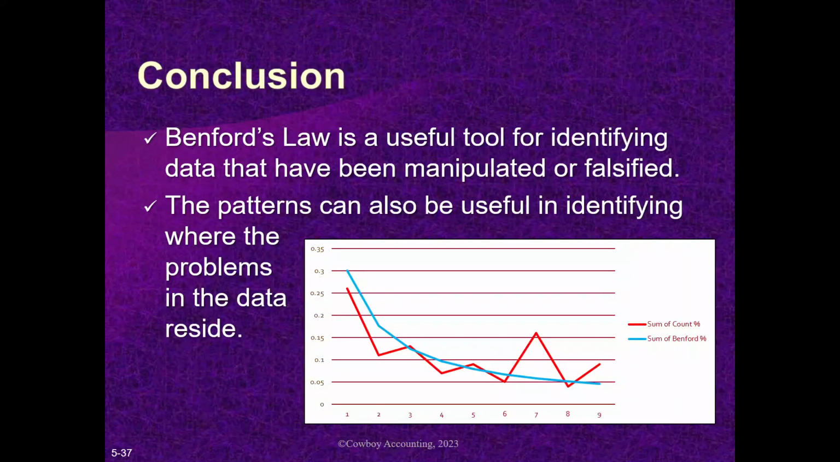So what do we conclude? We conclude that first, Benford's law is a useful tool for identifying data that have been manipulated or falsified. The patterns can be useful in identifying where the problems in the data reside. So if you look at the Benford's law chart that you see below, the blue represents the actual Benford distributions. The red line represents the distributions in a data set, and I'm actually going to show you how I got this line. And what we can see from this is 1s and 2s and 4s are occurring less frequently than we expect. So are 6s and 8s. 7s and 9s appear more frequently than we would expect normally. And so the question is, is this resulting red line sufficiently different from the blue line to indicate a problem with our data? And that's what the example problem is going to look at.